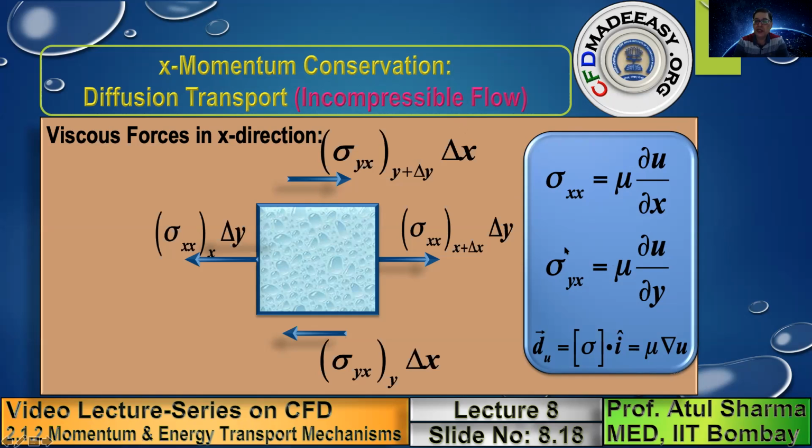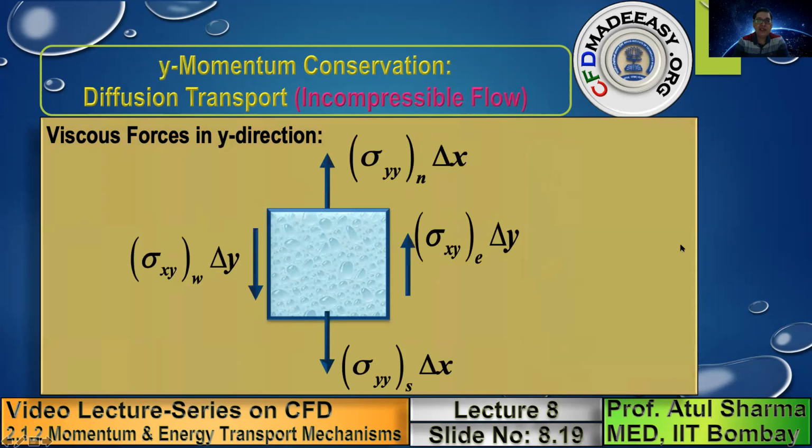The reason it is shown here is that this has certain commonality, which I will present in the next slides for viscous stresses in the y direction and the conduction heat fluxes. So the diffusion flux, which corresponds to viscous stresses in the x direction, sigma dot i, which is basically equal to sigma xx i plus sigma yx j, equals mu del u by del x plus mu del u by del y. So these are the expressions for sigma xx and sigma yx in terms of velocity gradient, and it leads to this.